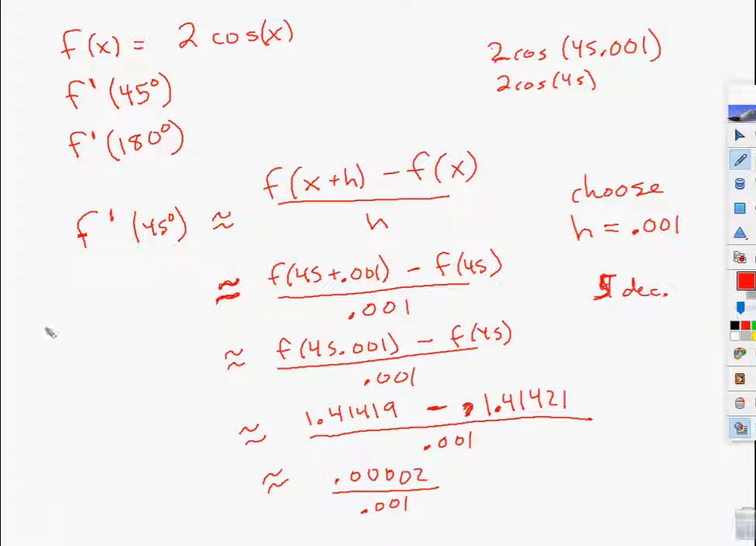Dear Internet, please bear with my students as they learn how to push buttons on a calculator.